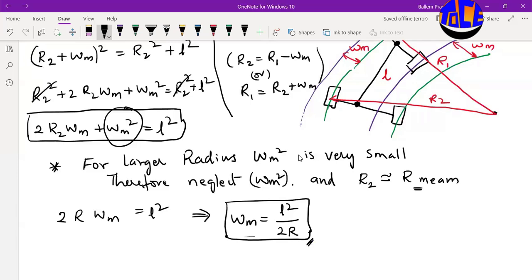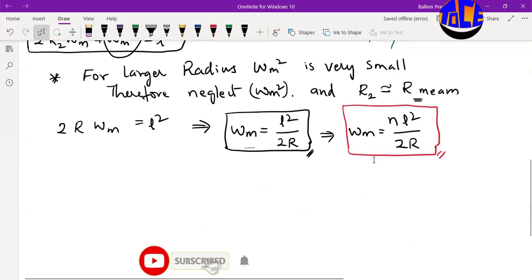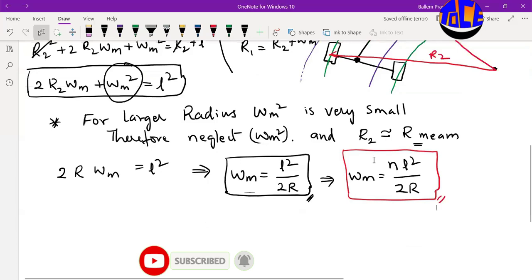Here we have calculated for a single lane, only one lane we have considered. If the road has multiple lanes, then we'll consider the number of lanes as well. If you consider the number of lanes, the formula will be N L square divided by 2R. So this is the formula for the multiple lanes for mechanical widening itself.